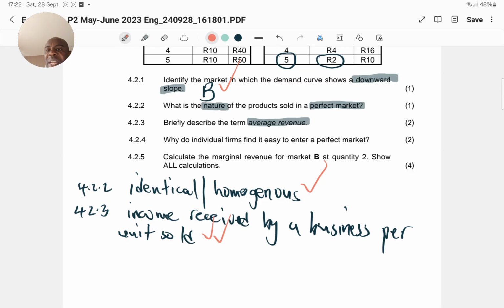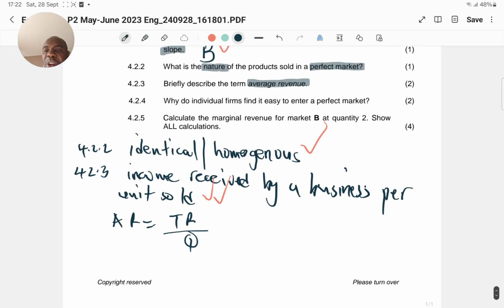Let's suppose for a moment that they'd asked you to calculate average revenue. How do you calculate average revenue? Average revenue is total revenue divided by quantity. Let's move on to the next question, 4.2.4.